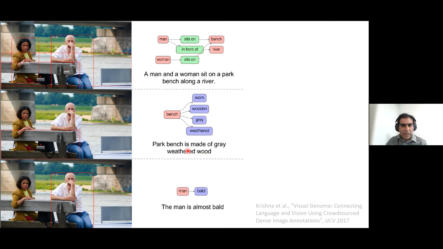So these are basically the attributes of the object. So we could actually put them in between: bench is worn, bench wooden, bench gray, bench withered, and the man is bald. So bald is also an attribute of this. We could actually represent this in a knowledge graph like this.